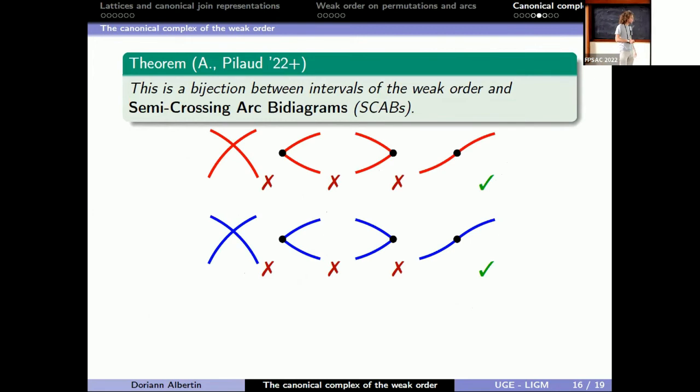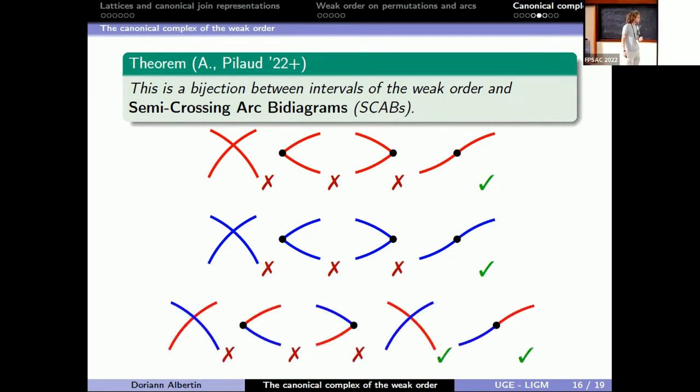Same rules as before. I want the blue one to be a non-crossing arc diagram, same rules as before but in blue. And I need some sort of compatibility relation between those arcs. Namely, they can have crossings provided these are good crossings. This one here is a good crossing, and this one is a bad crossing. These two are degenerate cases of crossings, and same as before, this is not a crossing at all. So these are the constraints on my two non-crossing arc diagrams so that together they form a semi-crossing arc bidiagram.